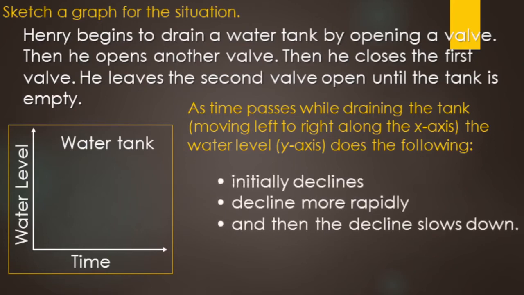So basically what's going to happen is when he has one valve open, it's going to decline. And then when he opens both valves, it's going to decline more rapidly. And then when he closes the first valve, it's going to decline, but that decline is going to slow down because he doesn't have both of the valves open. So here we go. It declines slowly with the one valve, and then with both valves declines faster, and then with just the other valve open it's going to decline slowly again until it drains. So the length of these might change depending on how you're reading this, but this is the basic shape that your graph should look like there.